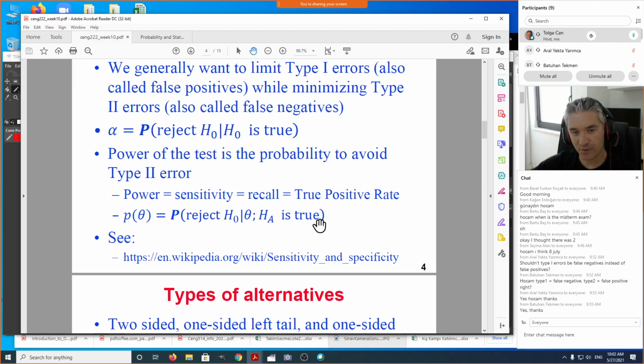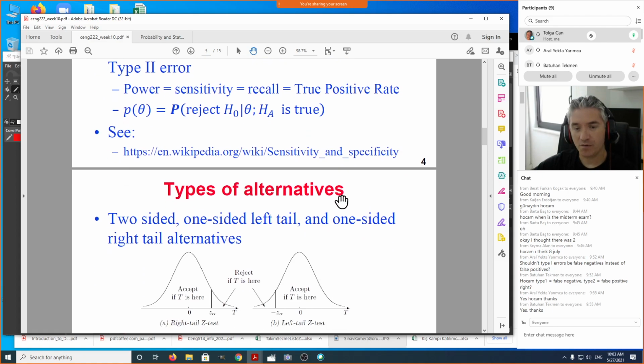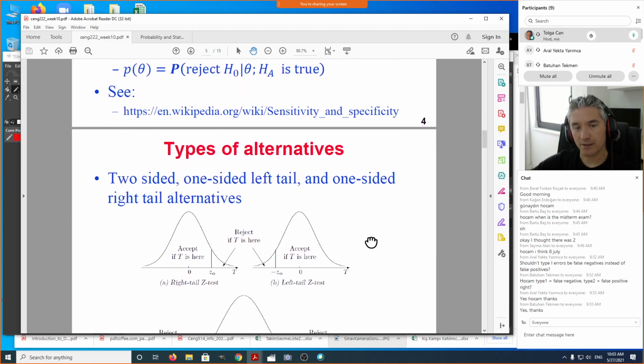Okay, so in the hypothesis test, we will not be using the alternative hypothesis distribution. But later, when you take machine learning courses, you may see that we take a look at this distribution as well and make some decisions based on the distribution of the alternative hypothesis. So here's a link to sensitivity and specificity on Wikipedia if you want to learn more about these things.